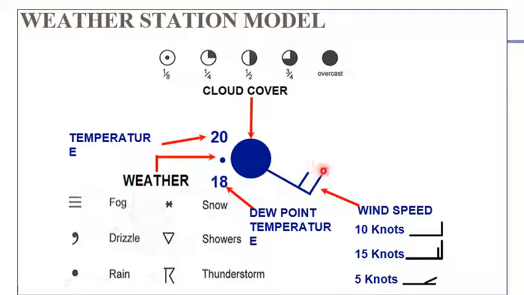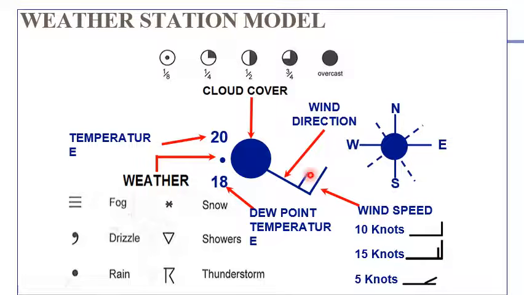Then these little feathers over here represent the wind speed. The half one or the smaller one represents 5 knots. A full length one represents 10 knots. And then here we have a full length and a half one, which means it's 15, 10 plus 5. We can have another full one, and then it's 10 and 10, which is 20 knots.